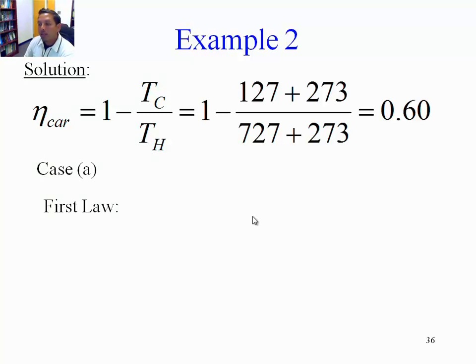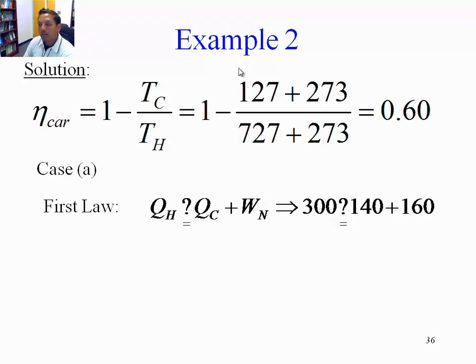In case A, we're given QH, QC, and the Wn of the cycle. And we know that the first law of thermodynamics, conservation of energy, states that Wn is equal to QH minus QC, or simply QH is equal to QC plus Wn. We were given 300 as QH, 140 as QC, heat rejection, and 160 as the net amount of work. And they actually equate. 140 plus 160 yields 300, so the first law of thermo is being satisfied.